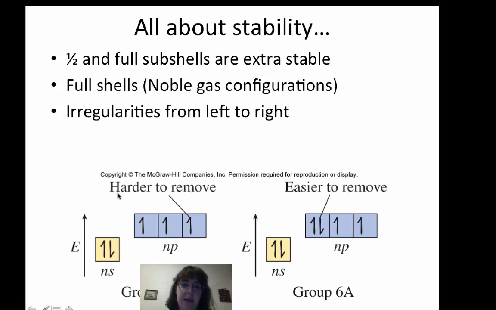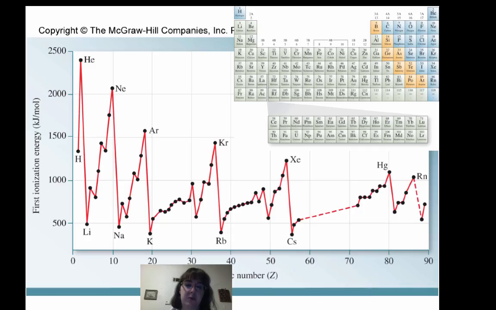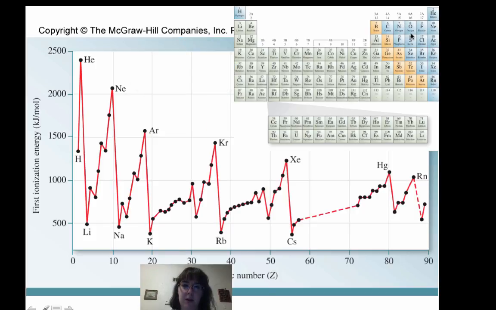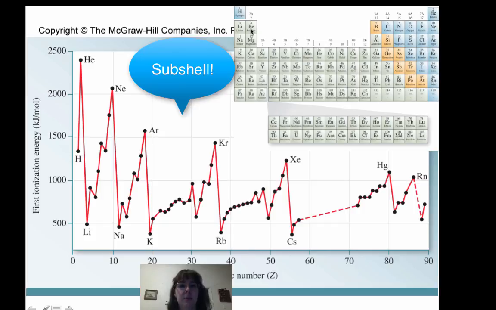What's happening is it's harder to remove an electron from a half-full subshell or from a full shell than it is to remove one from that last one. So when we're looking at a half full shell, it's actually harder to remove it from nitrogen than it is from oxygen. It's harder to remove it from beryllium than it is from boron, because from boron to beryllium, you go back to a full S shell. And that full S shell is a little bit more stable than having one lone electron in the P.